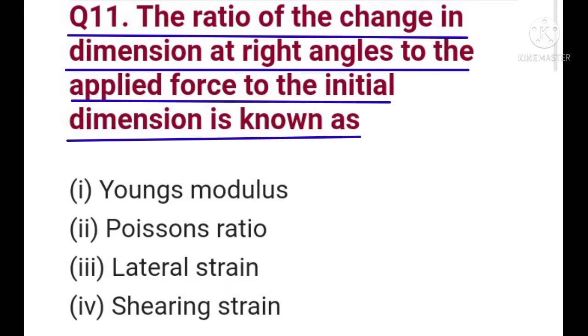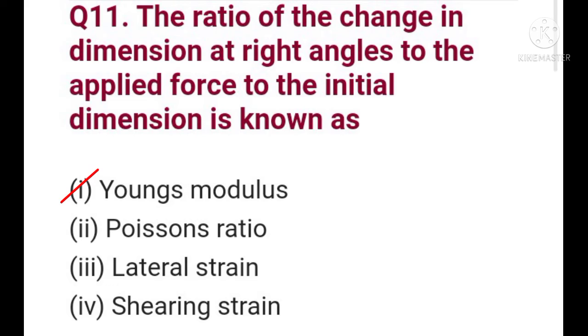Question number 11. The ratio of the change in dimension at right angle to the applied force to the initial dimension is known as: first option, Young's modulus; second option, Poisson ratio; third option, lateral strain; fourth option, shearing strain. As we know, the ratio of change in dimension at right angle to the applied force to the initial dimension is lateral strain. So here in this question, option third is the correct option.